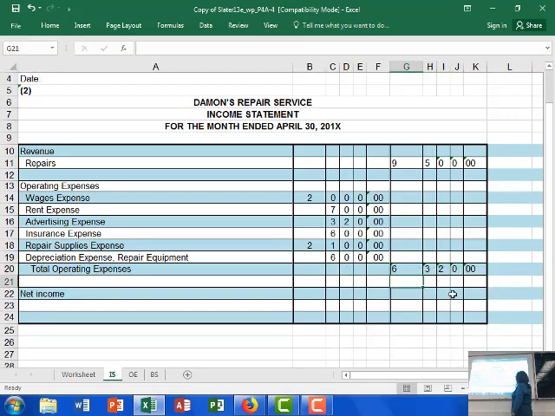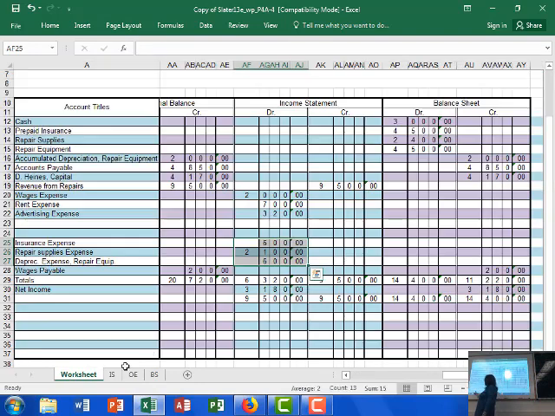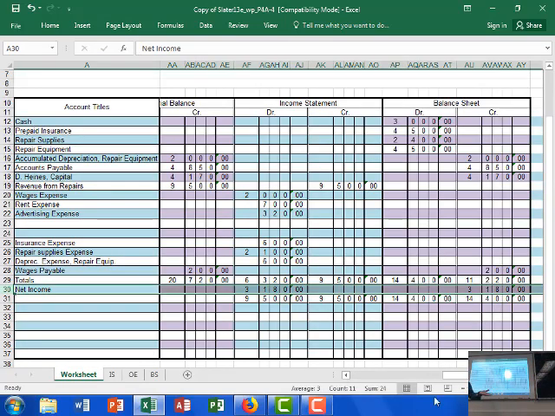our net income is going to be 3,180. How do I know that this is correct? How can I check? Go back to your worksheet.